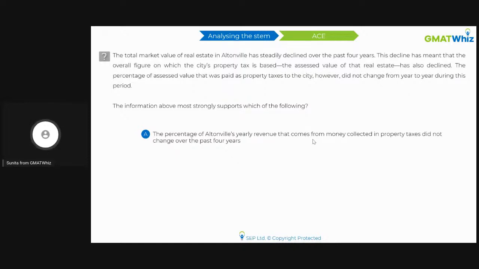A says the percentage of Altonville's yearly revenue. Now this is talking about yearly revenue that comes from money collected in property taxes. Altonville's yearly revenue would be coming from many sources, and property tax would be one such source. Now, this choice is telling me that the percentage of yearly revenue that comes from property tax did not change over the past 4 years. Now, can I conclude this? Is the data in my stimulus sufficient to tell me that the percentage of revenue that comes from property tax did not change?